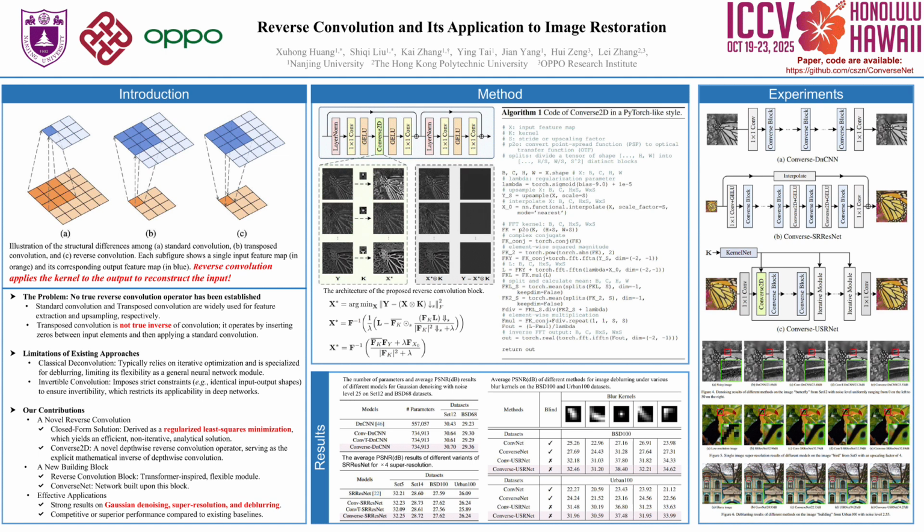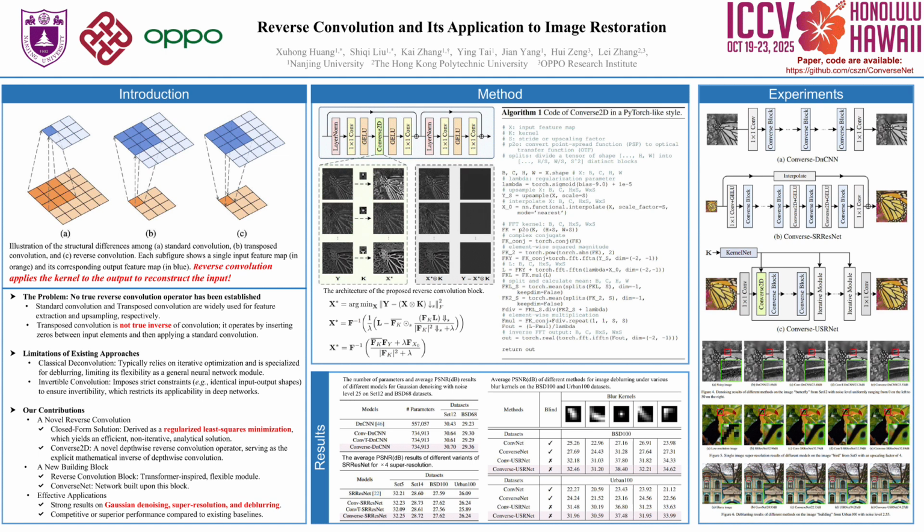Standard convolution is everywhere in neural networks. It extracts features and reduces spatial dimensions. When we need to go the other direction, to upsample images, we typically use transposed convolution. But here's the catch. Transposed convolution isn't a true inverse operation. It works by inserting zeros between input elements and then applying a regular convolution. Mathematically, it doesn't actually reverse what convolution does.